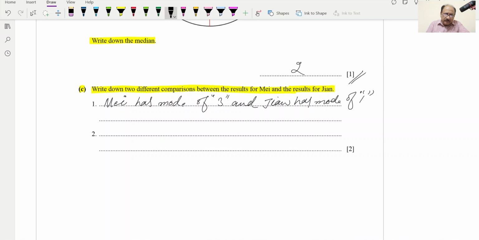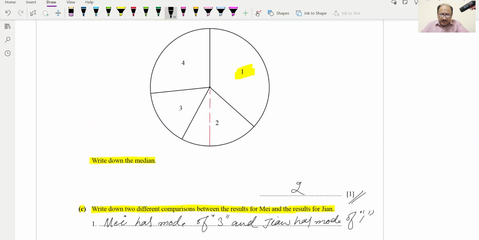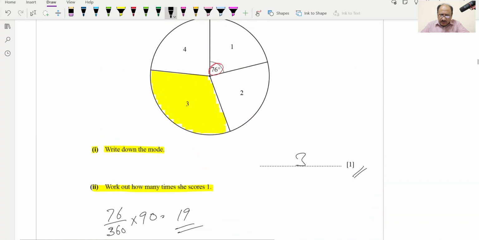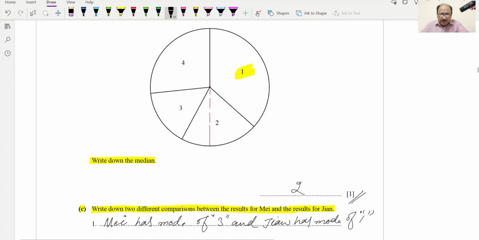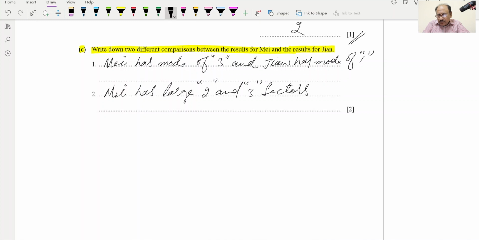And then we can write the second one: larger 2 and 3 sectors than Jian. So Mei has large 2 and 3 sectors. 2 and 3 are large sectors as compared to this one. In this, 2 and 3 are small sectors. So we can say Mei has larger 2 and 3 sectors than Jian. So these are the two points which you can provide for the comparison.